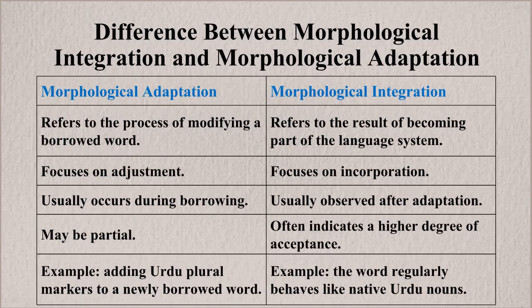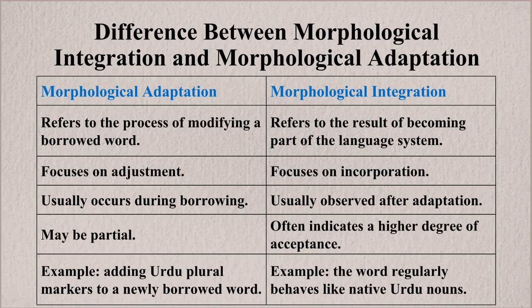Now let's take a look at this table. This table shows the difference between the two structural aspects. Morphological adaptation refers to the process in which a borrowed word is modified. It mainly focuses on adjustment, meaning the word is changed in form to fit the sound and structure of the recipient language. This process usually happens during the borrowing stage and it may be partial, meaning the word is not fully integrated yet. A common example is when Urdu adds its plural markers to newly borrowed English words.